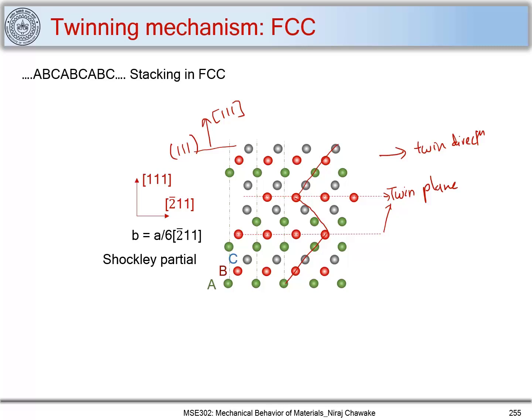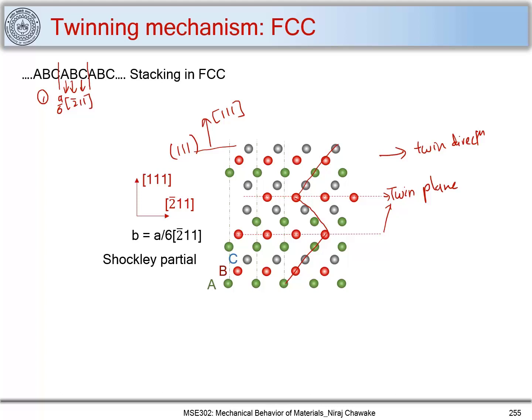So we had this ABC stacking. What we have done here, we have considered these planes which are in between, and in the first attempt we moved everything by a/6 [-2 1 1]. Along this direction we have moved.